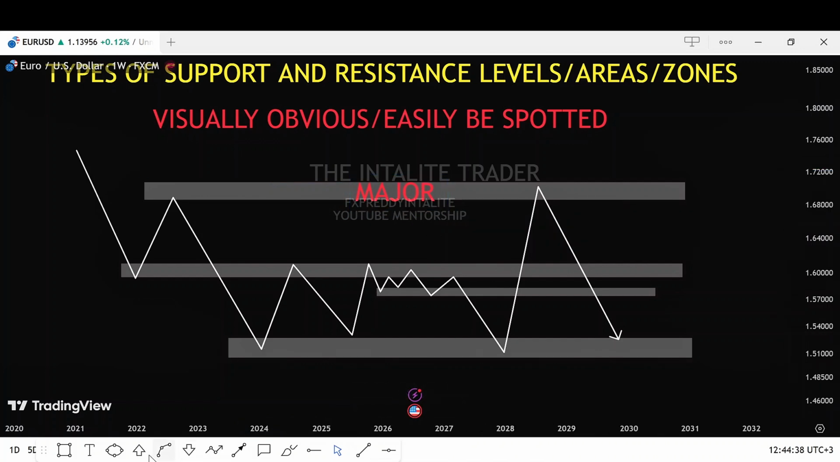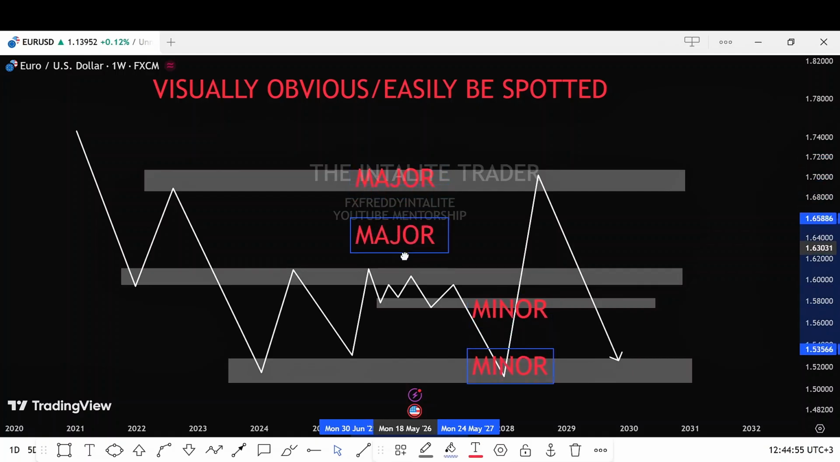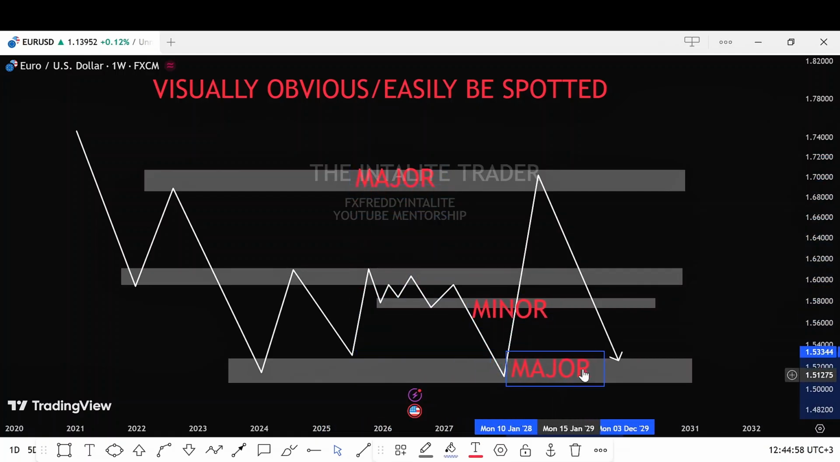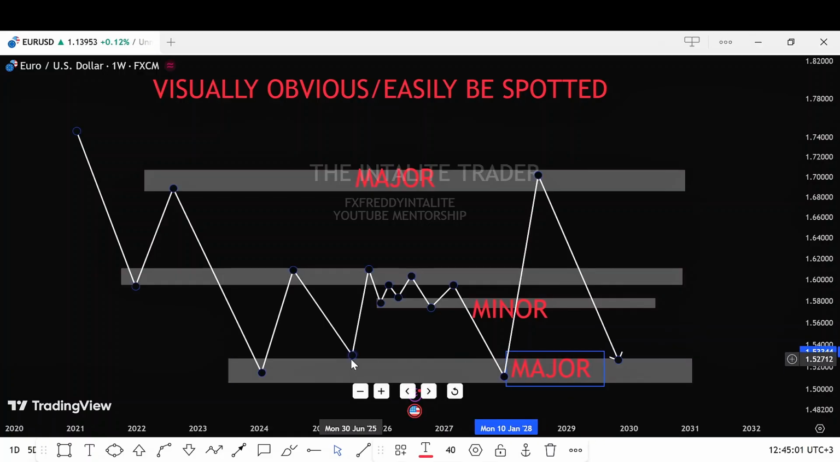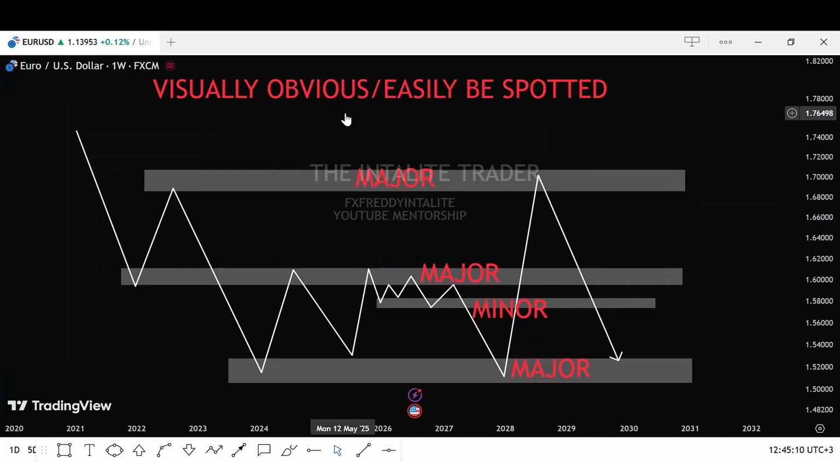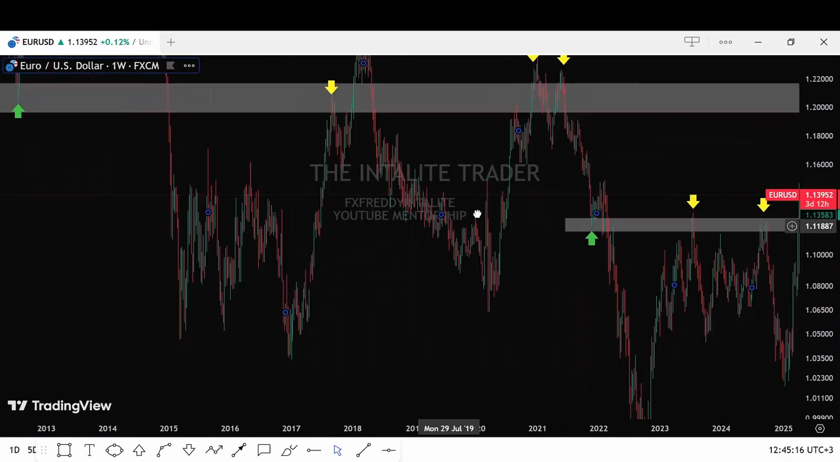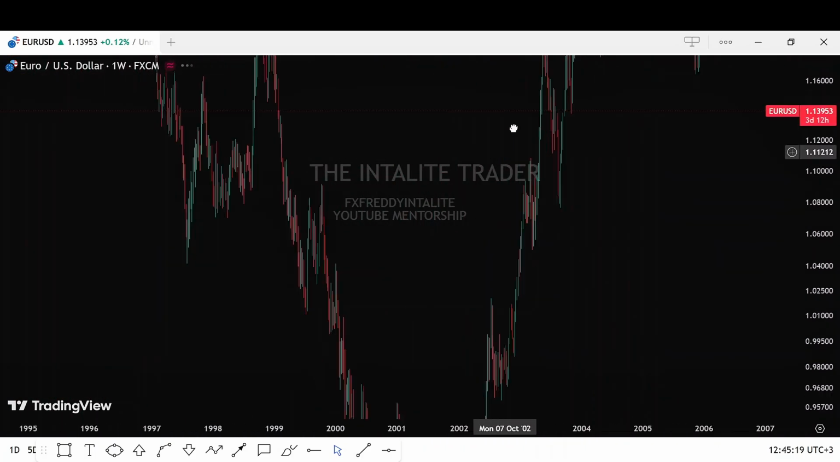And then these ones which are not easily seen, we call them the minor levels. So these are minor levels. Like, let me say this is a minor level. This is a major level, this one, because this level can easily be seen with eyes here, here, here. So those levels which can easily be seen with your naked eyes, those are the visually obvious levels. Let's go to the charts and we try to identify those levels.